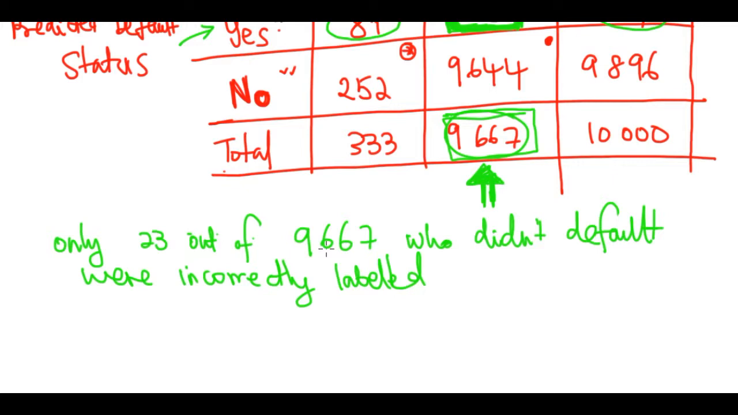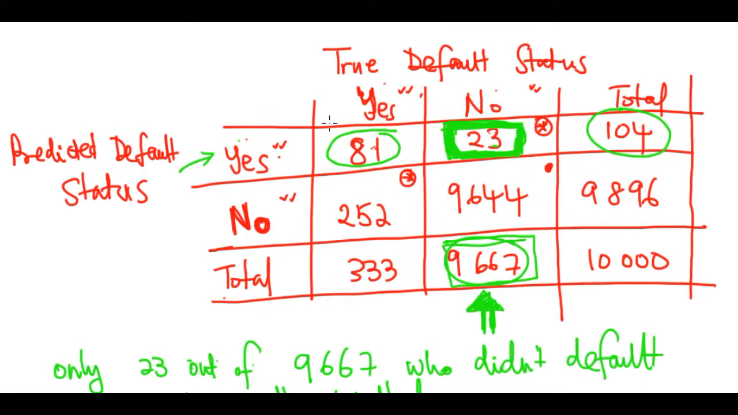But now let's look at people who actually did default. There are people who really defaulted. According to the true column, this total here, these guys really defaulted in our training data set. We know that these 333 people really defaulted. But what is our predictor doing?